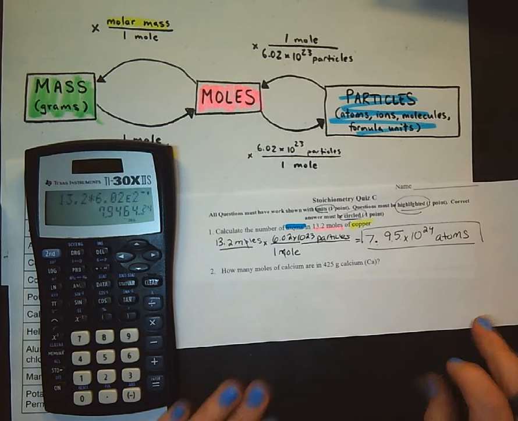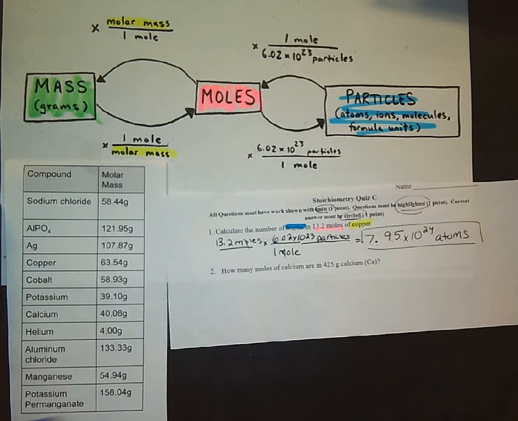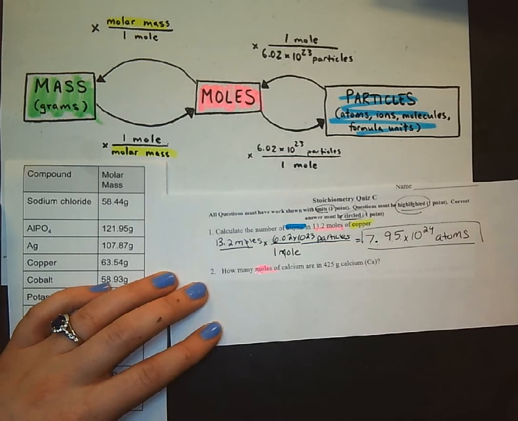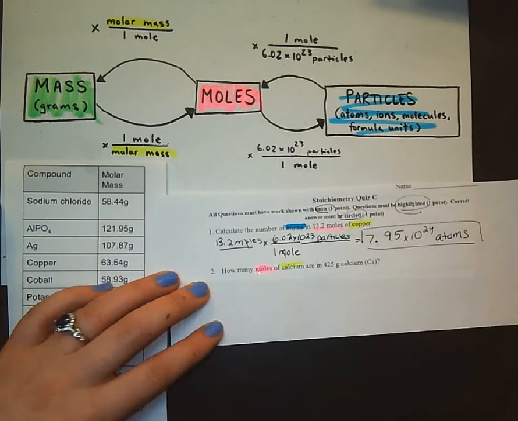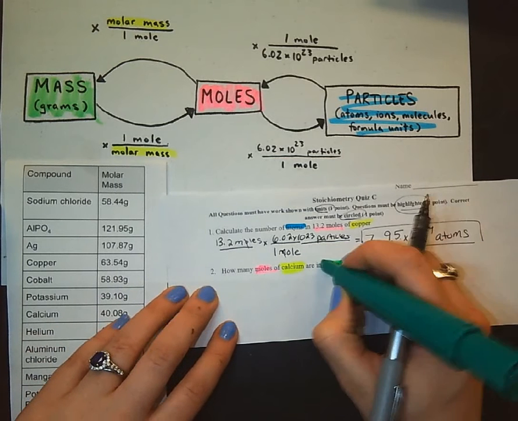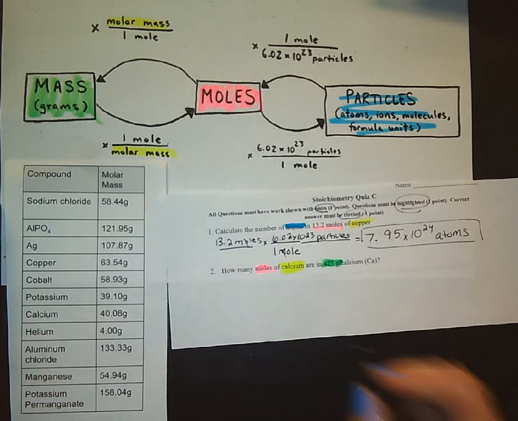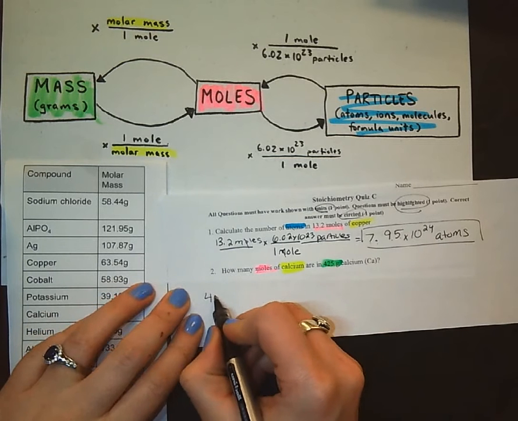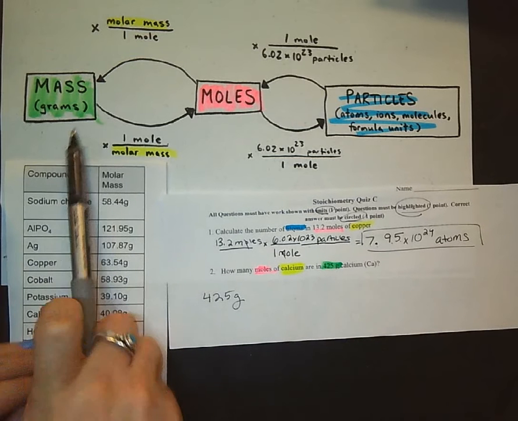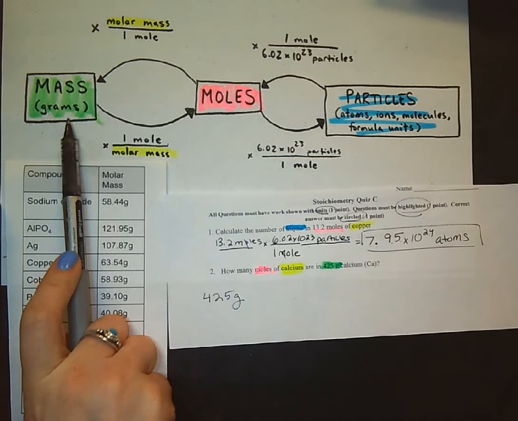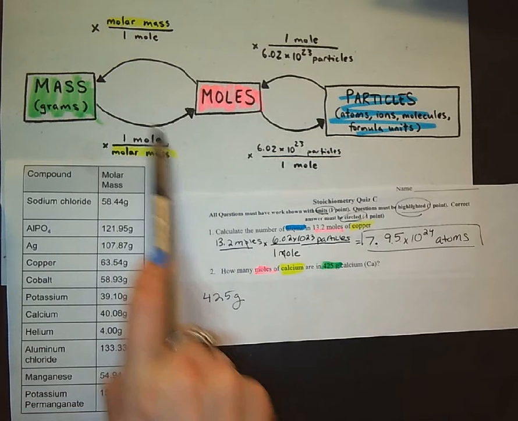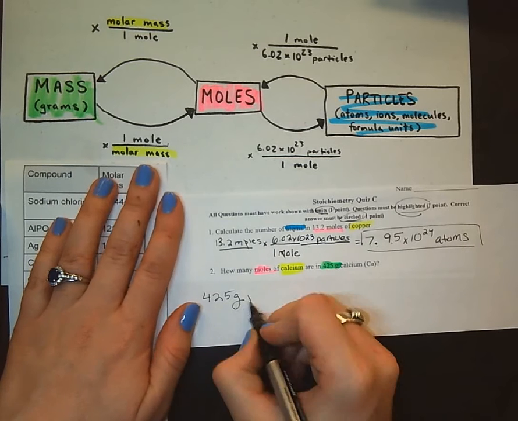Number 2. How many moles of calcium are there in 425 grams of calcium? So start with what you are given, which is 425 grams of calcium. So that is mass, and we're asked for moles. So going from mass to pink, moles. This is the equation that we're going to use. So go ahead and write it down.